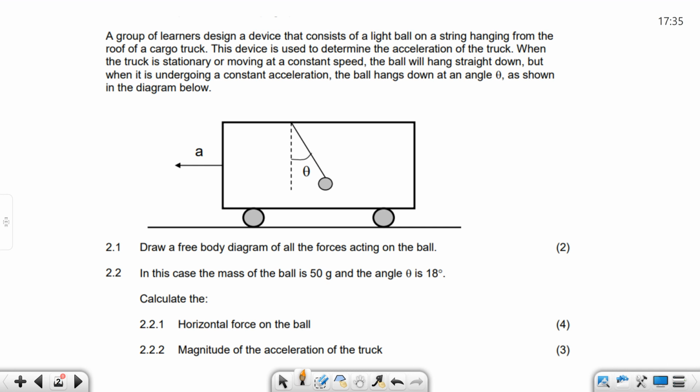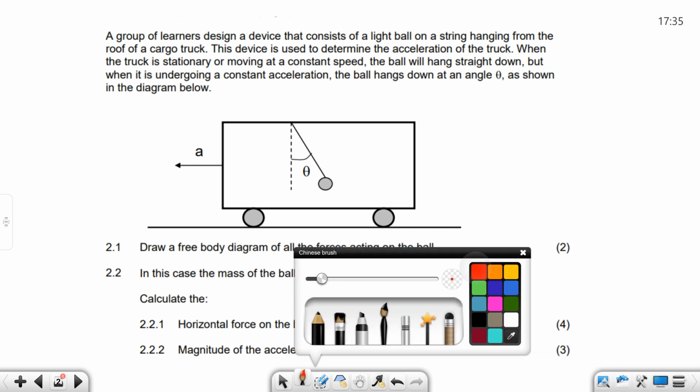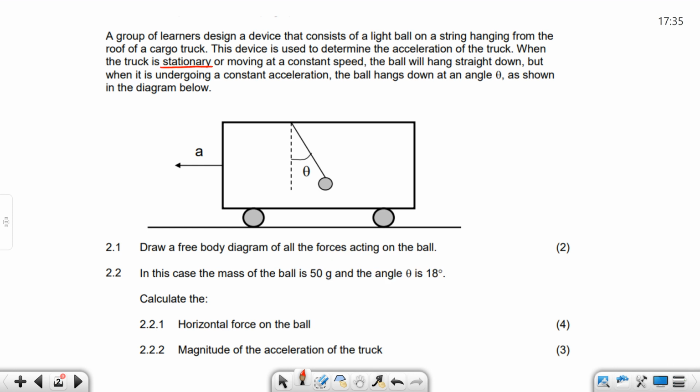I want us to read that again. When the device is stationary or moving at constant speed, the ball will hang straight down. There's something common to this statement. Stationary and moving at constant speed. Apart from Newton's first law, there's a constant variable. Anybody wants to help me? There's something connecting both of them.